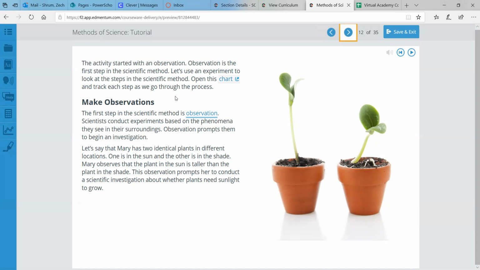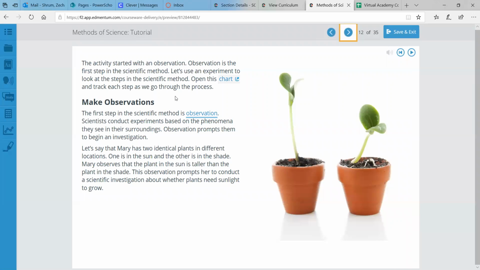But it started with an observation, and we do this in everyday life. We just observe stuff around us, and that makes us question things. I wonder. It's this curiosity that drives a lot of science. So observations are the first step.